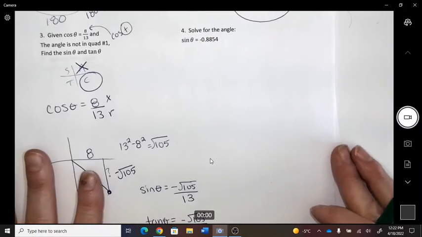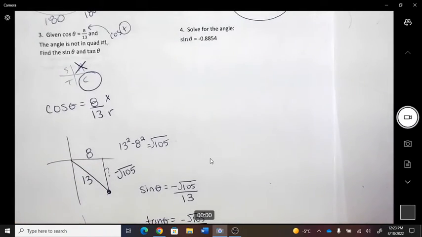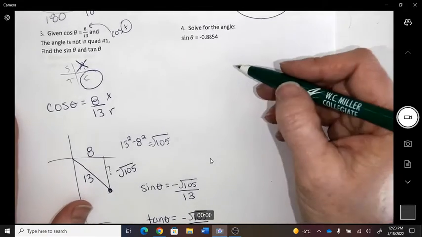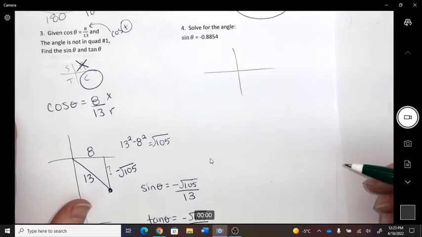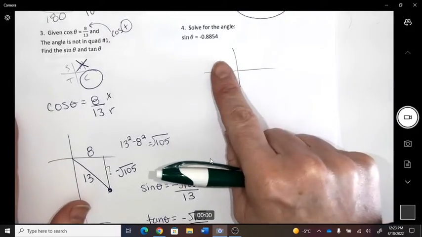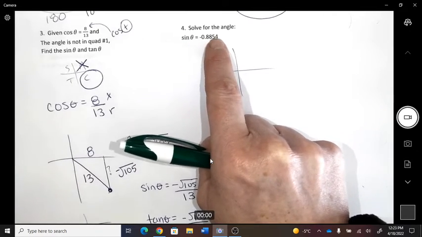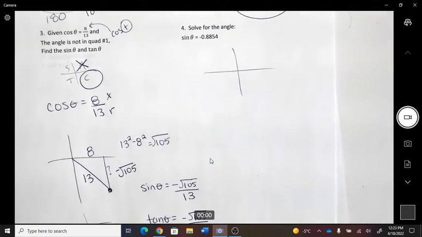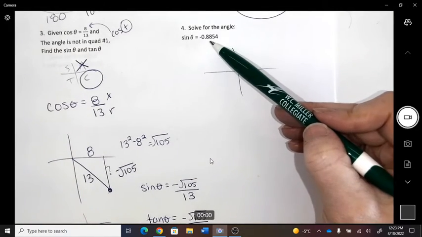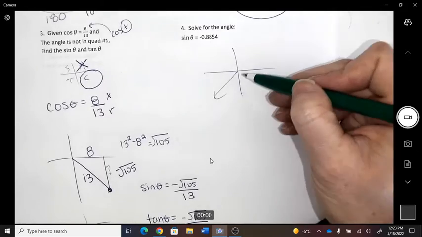All right, solving for angles. This is like 75% of the points on your test. Okay? First question. This is already isolated. Sine theta equals trig value. I got my three parts. So which quadrants would I be in? Sine, negative. 3 or 4.